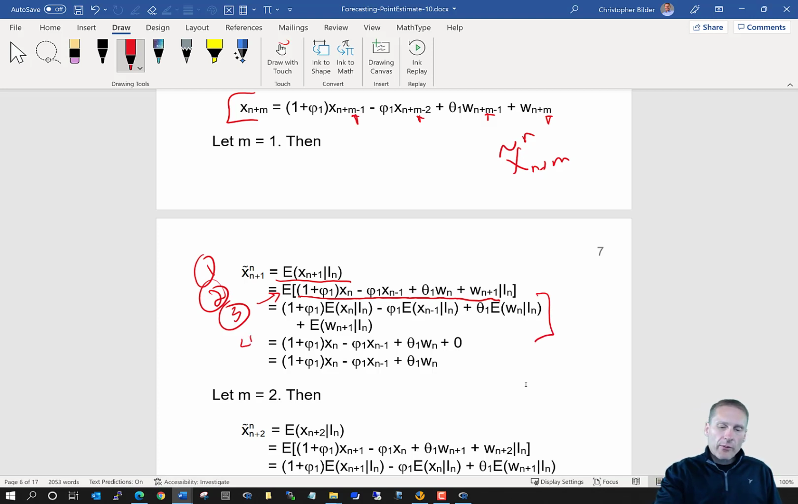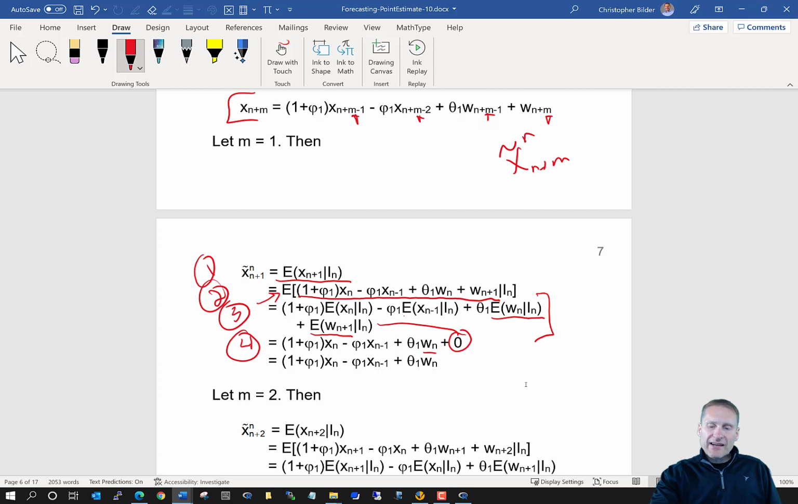Step 4, we find what these expected values are. So the expected value of w sub n plus 1 given my past up to time point n, of course, is 0. So that's where we get that from. I have an expected value of w sub n given my past up to time point n. So that's why I have a w sub n there.